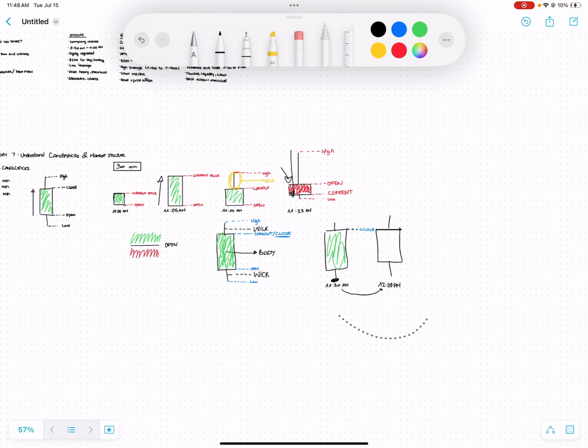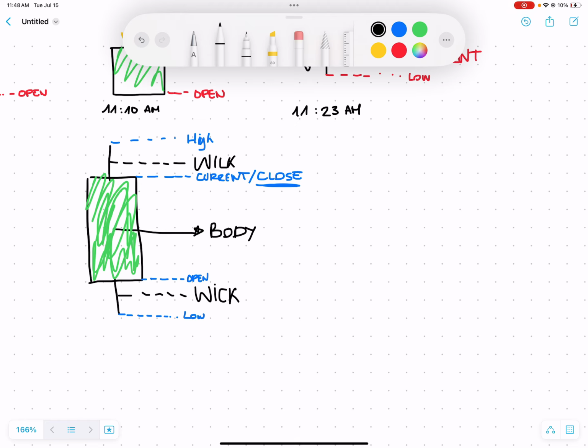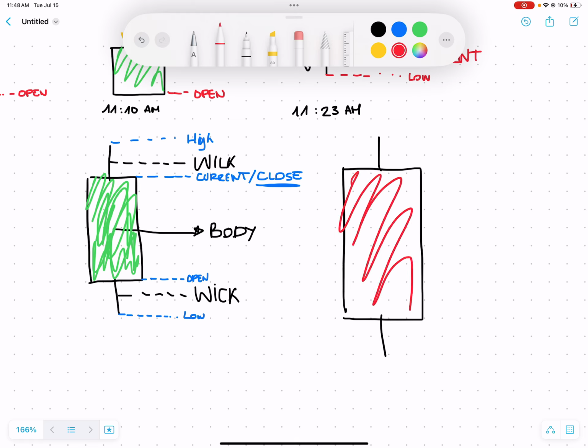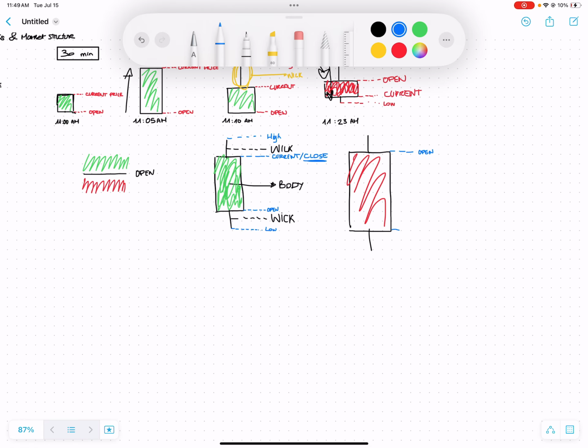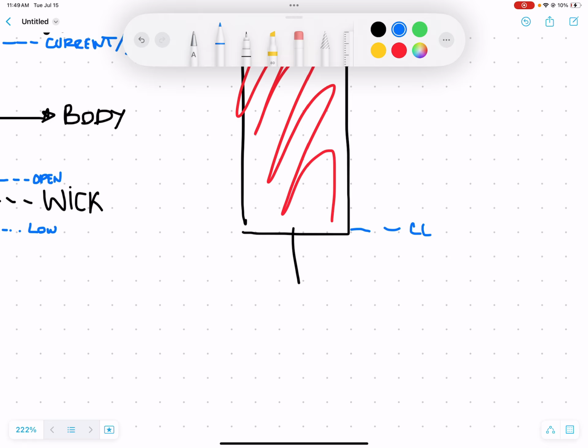Okay? So let me delete all that and draw you guys what it looks like when you have a candlestick that is red, meaning the candlestick is going down. How do we know which is which? So the structure is still the same, except that here, this would be the open. When a candlestick goes down, the open is at the top of the body, and the close, or the current price, would be at the bottom.